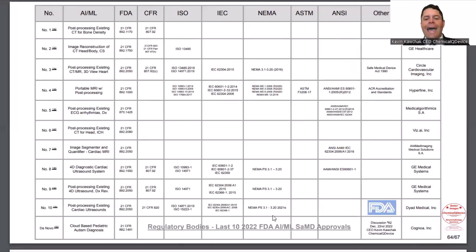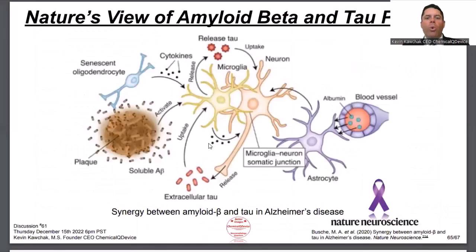These are 10 of the last 2022 FDA AI/ML software medical device approvals. So the moral of the story is algorithms, or especially ones that are based on pre-existing images, tend to have the least number of regulatories listed on the approvals. And those that are full-out systems, like a portable MRI, or say, for instance, GE's cardiac ultrasound, tended to have more requirements listed.